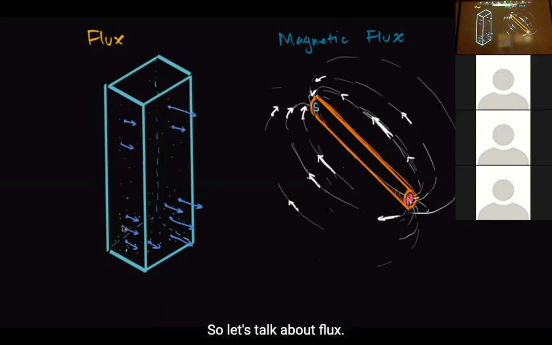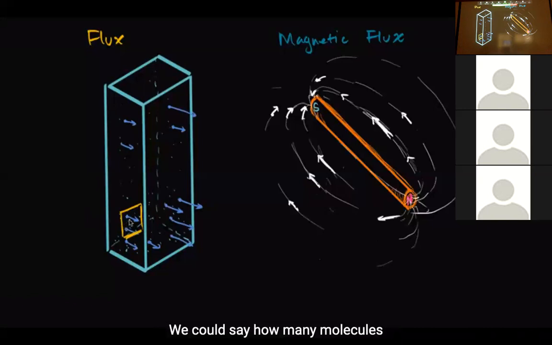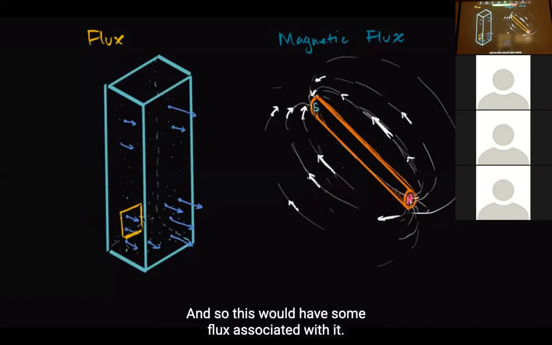So let's talk about flux. To think about flux, really of any form, you have to think about a surface. So let's imagine you were to put some type of a net right over here. If we were to think about the flux, we would say, how much air is traveling through that net in a certain amount of time? We could say how many molecules are traveling through each second. And so this would have some flux associated with it relative to the air.